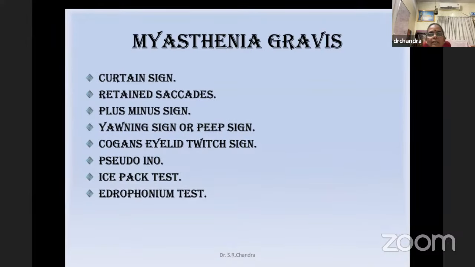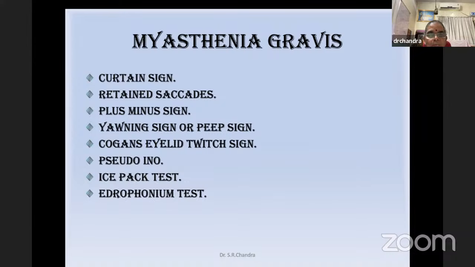Then what are all the signs in myasthenia gravis? You see the curtain sign. Somebody presents with drooping of the eyelid, you hold the eye, and you tell the patient to fixate on your hand for a minimum of 5 minutes. Slowly the eyelid comes down. That is called the curtain sign.